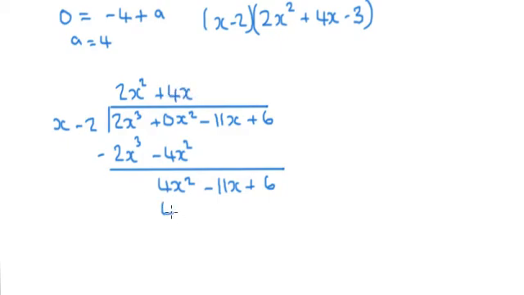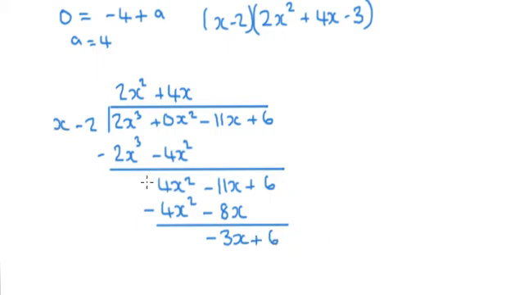And then we do the same thing again. 4x times x is 4x squared. 4x times minus 2 is minus 8x. And we take that away. 4x squared minus 4x squared is 0. Minus 11x minus minus 8x is negative 3x. 6 take away nothing is 6.